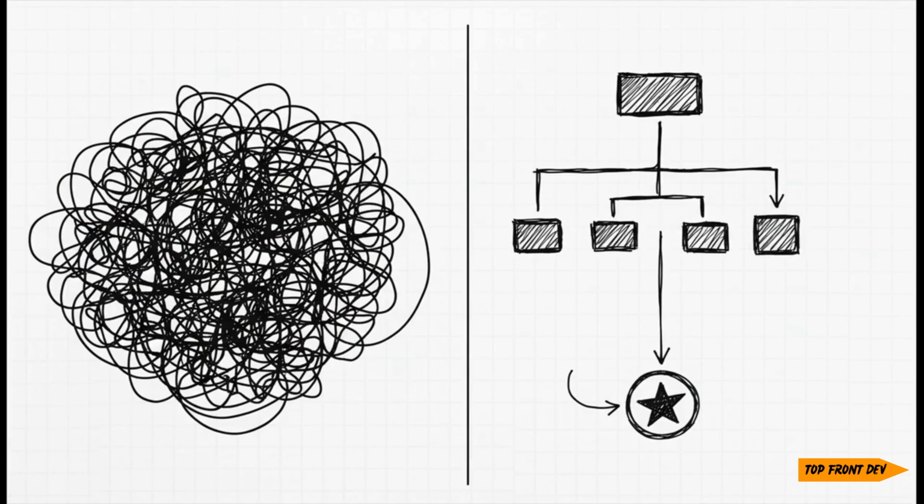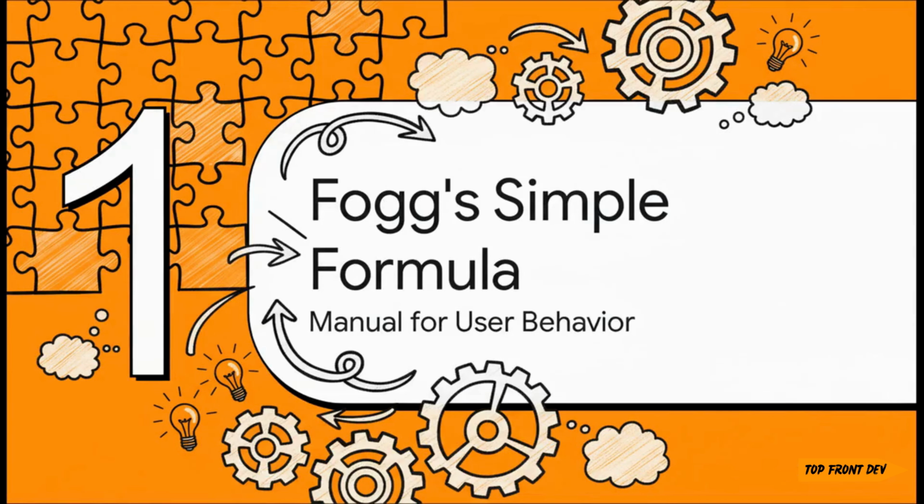But here's the good news. What if I told you that user behavior isn't some random, mysterious thing? It's not magic. It's actually a system, a predictable one with rules. And once you understand those rules, you can stop guessing and start engineering for user action. Okay, so let's crack this code.